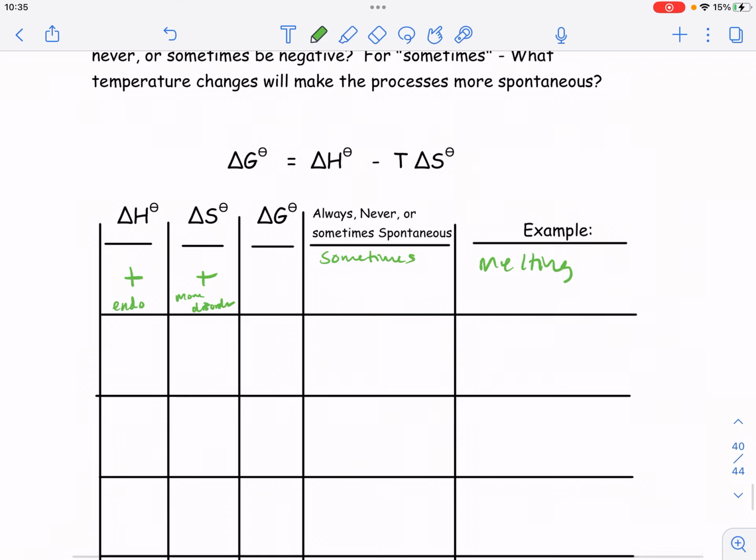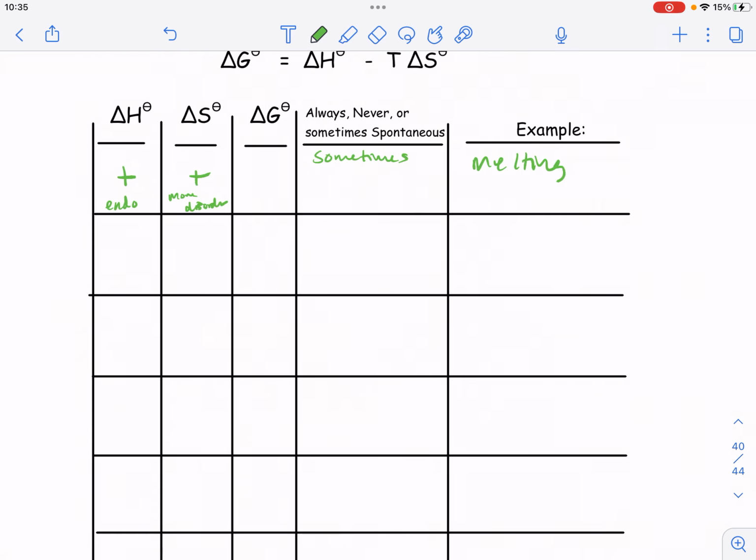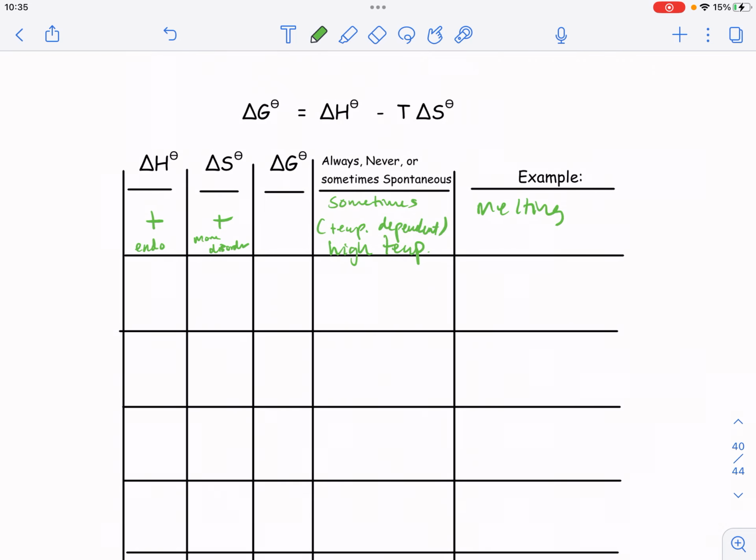Anytime that we put a sometimes into this column, that means that it's only sometimes spontaneous and it's temperature dependent. That's what I mean by sometimes. Okay, and we said that melting will only occur if the temperature is high enough. So at high temperatures, it will be spontaneous. Now that means that delta G here is going to be both positive or negative depending on the temperature. So it'll be spontaneous at high temperatures. That means delta G will be negative at high temps, and it will be positive at low temps.